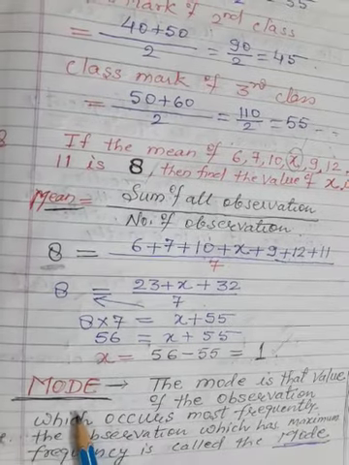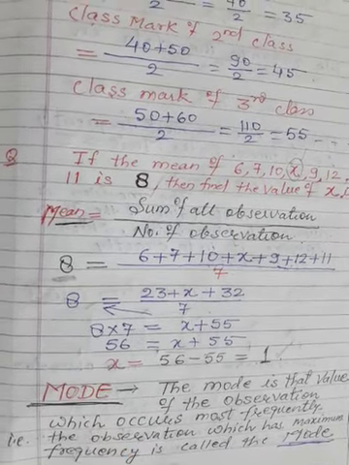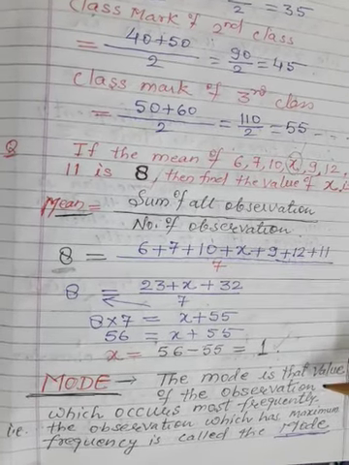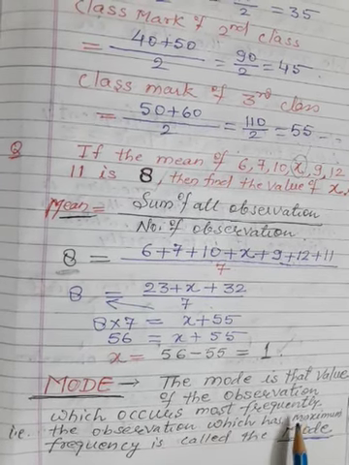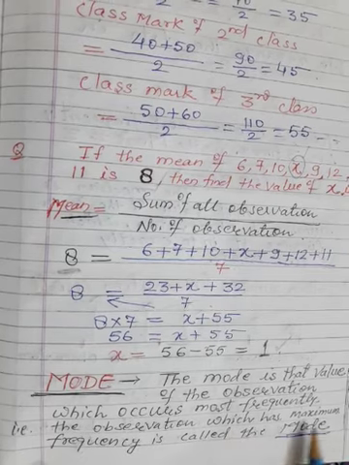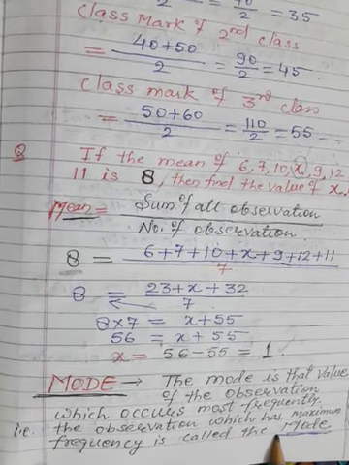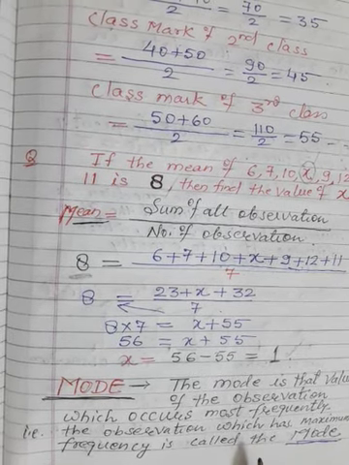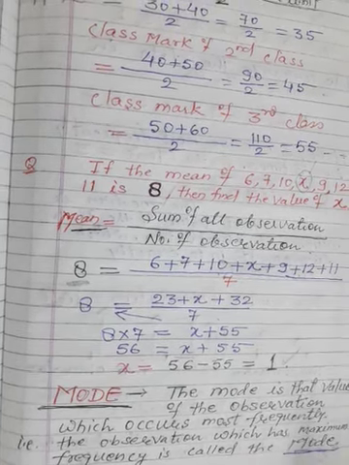Mode is a very simple topic for small questions and 1 mark questions. The mode is that value of the observation which occurs most frequently, that is, the observation which has the maximum frequency is called the mode. In simple meaning, a number which is occurring the most, or whose frequency is the maximum, is called the mode.